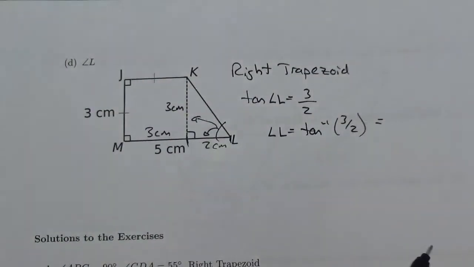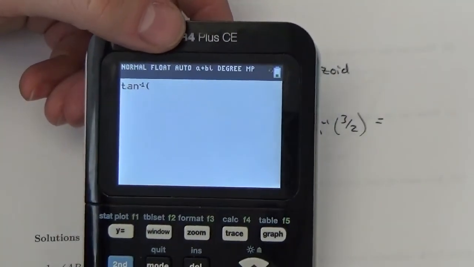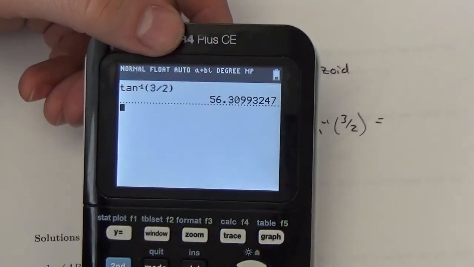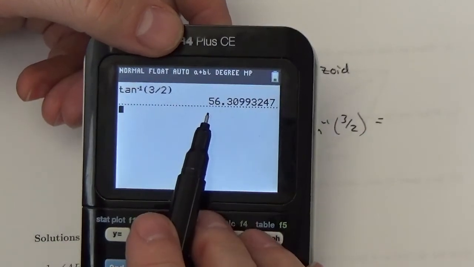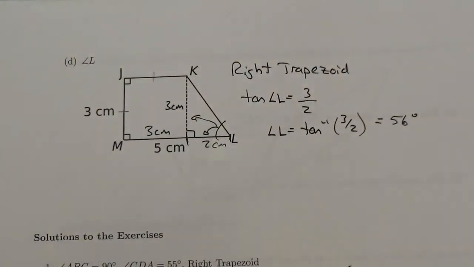Let's go to the calculator and let's figure that out. Okay, inverse tangent of 3 divided by 2, and to the nearest degree I get 56 degrees. Okay, and that's what I'm looking for.